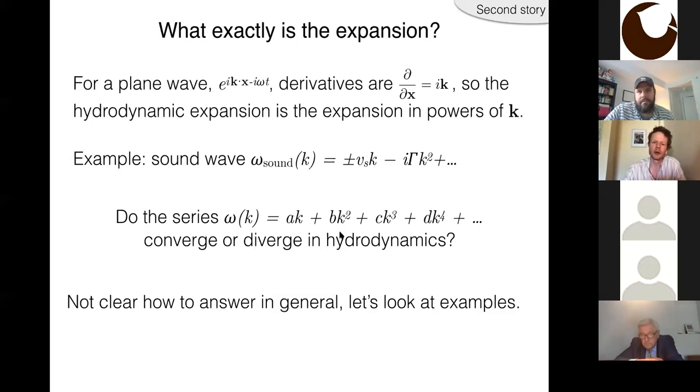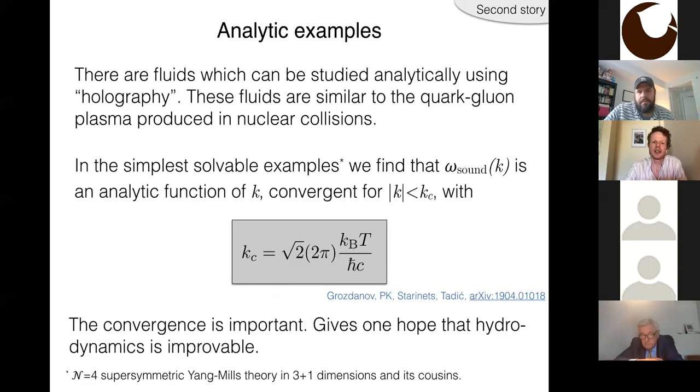So you don't know how to answer this in general, but we can look at simple examples. And there are some analytic examples. So there are fluids that can be studied analytically using methods of so-called holography. So if you know what holography is, good. If you don't know, don't worry about it. This is just some exactly solvable fluids. So these fluids are similar to the quark-gluon plasma that is produced in nuclear collisions. Not exactly the same, but sort of like that.